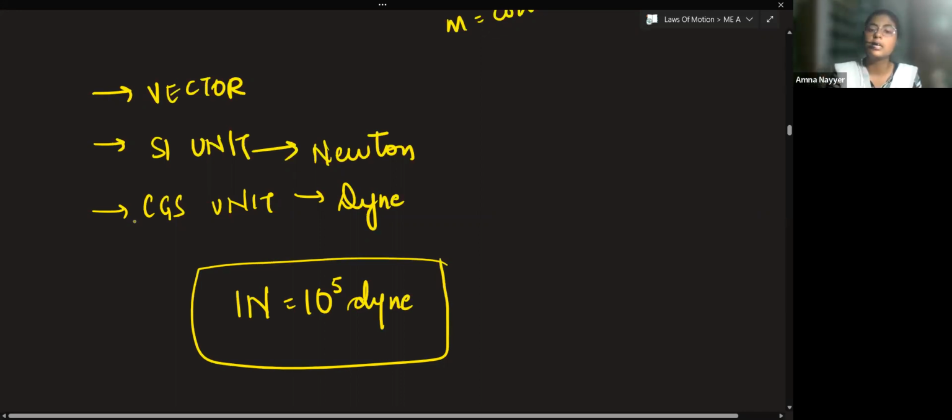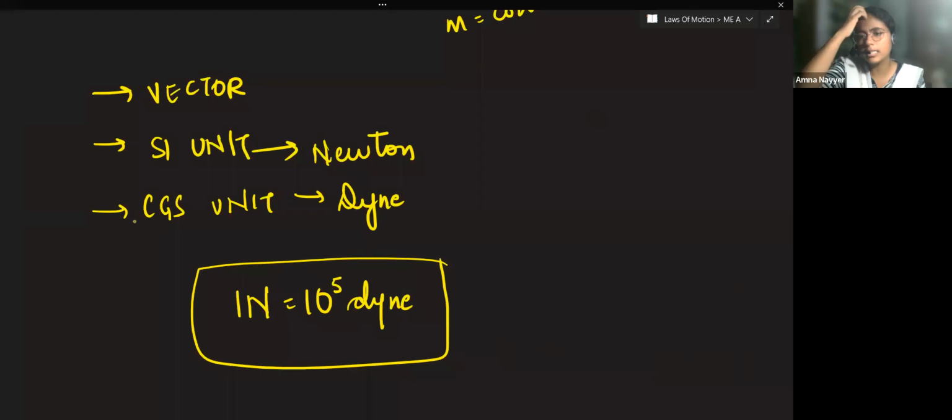CGS unit is what? Dyne. I hope you understand what are CGS and SI unit. SI unit is a standard unit that defines the unit for every quantity. For example, distance is meters. CGS means centimeter gram seconds. So this is a lower scale for conversion. For example, for length, centimeter is the CGS unit, but meter is the SI unit. So likewise, for every physical quantity, you have SI unit as well as a CGS unit.